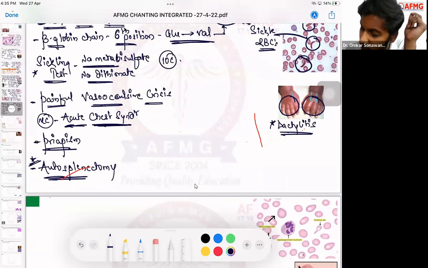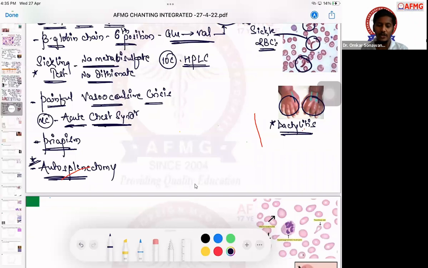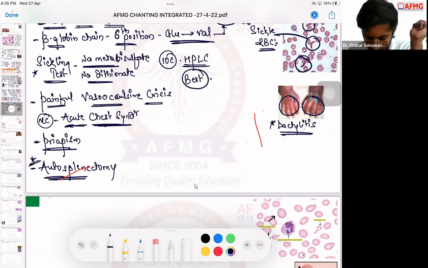Okay, the investigation of choice is HPLC, that is high performance liquid chromatography. The investigation of choice is the same as thalassemia, high performance liquid chromatography, or HPLC. Whereas the best investigation, as I told you, would be if I am able to see the genetic defect itself, that would be the best thing that I can do. So beta globin gene sequencing.